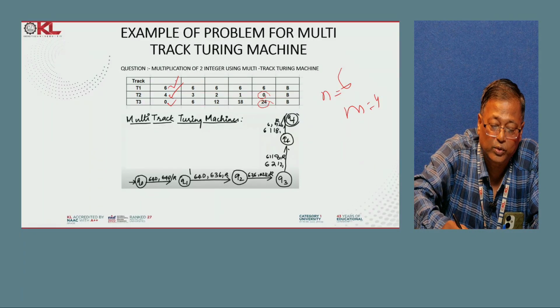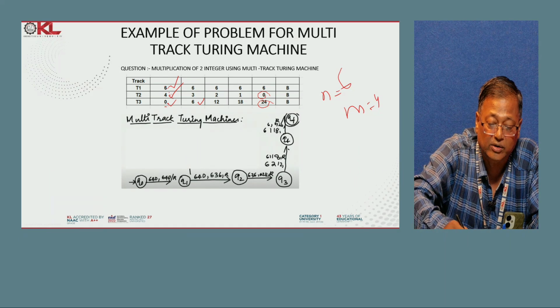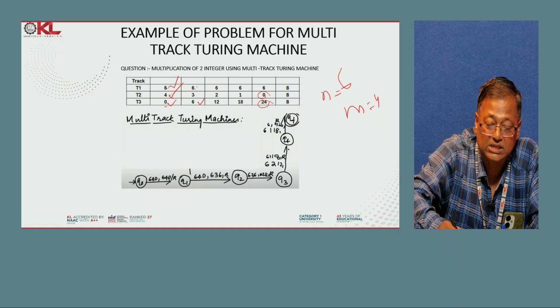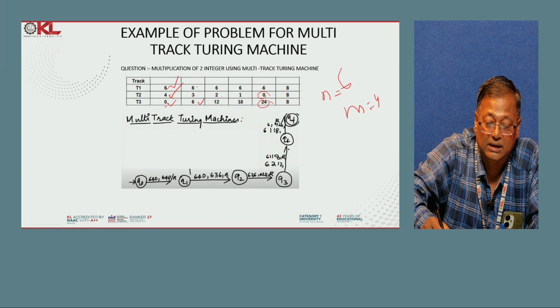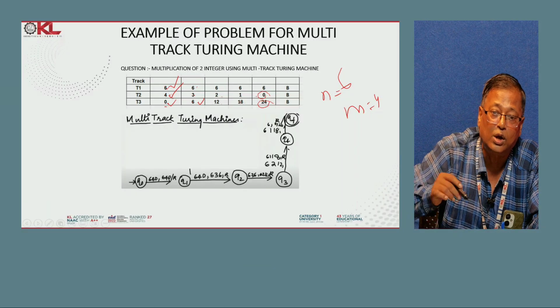For example, our aim is to add these. 6 plus 0 is equal to 6 and reduce T2, so I reduce 4 to 3. Again 6 add 6 is 12, and it is reduced to 2. Again 12 plus 6 is 18, reduced 2 to 1, and finally 18 plus 6 is 24 and reduce 1 to 0. When T2 is 0, T3 is the answer.